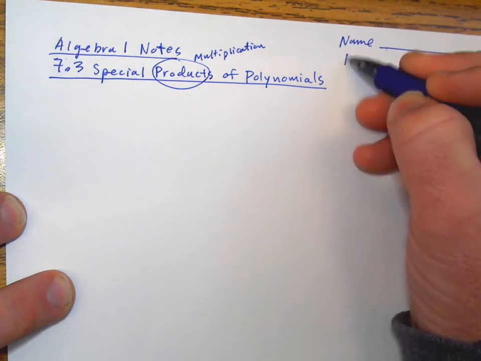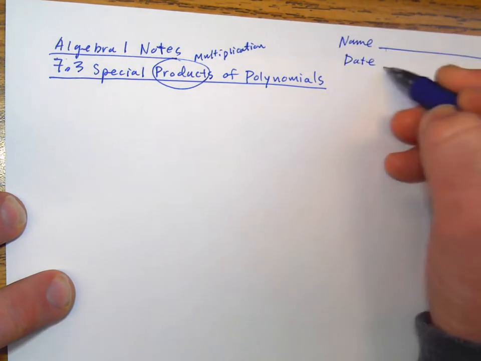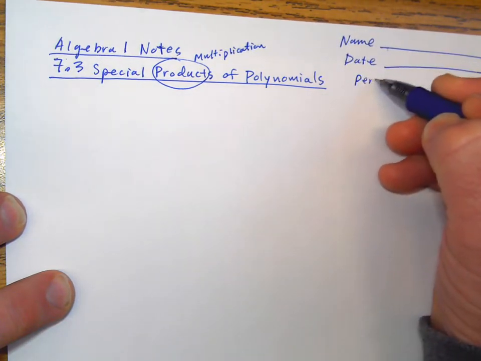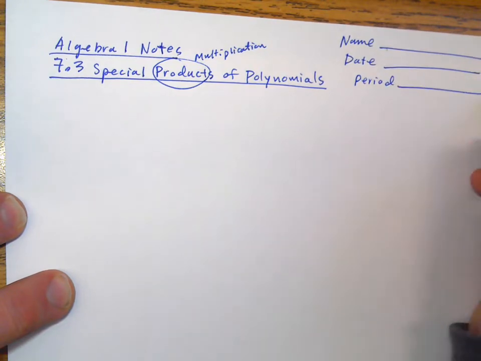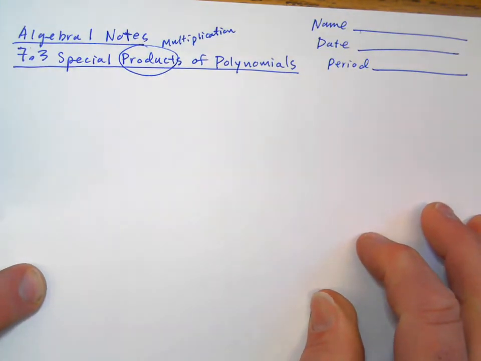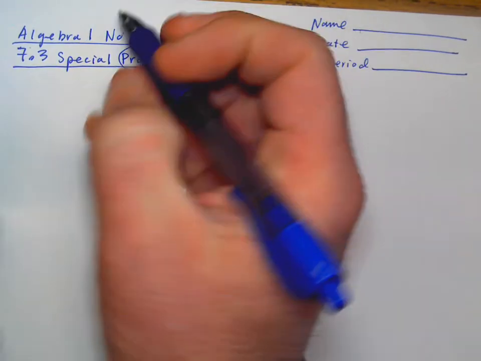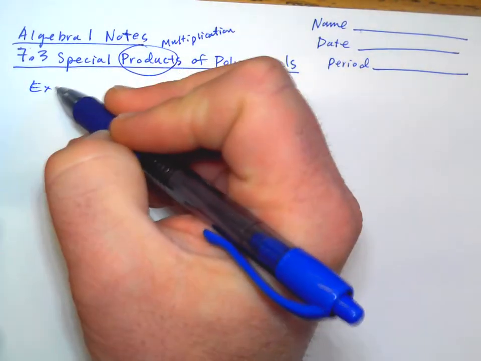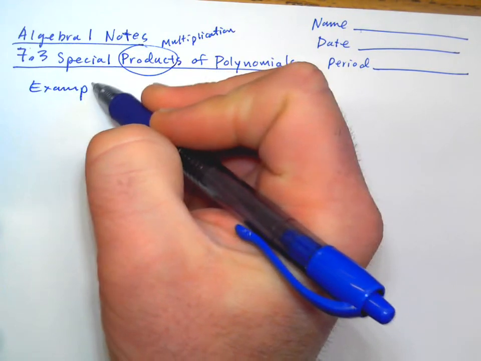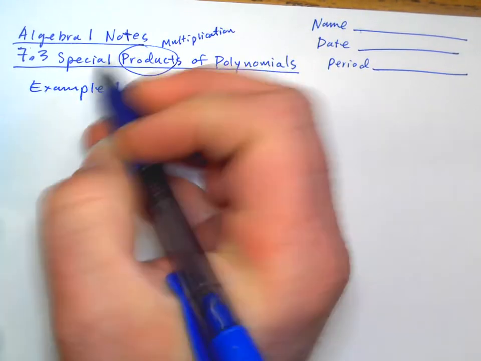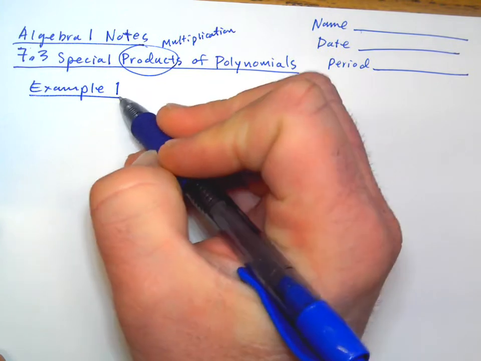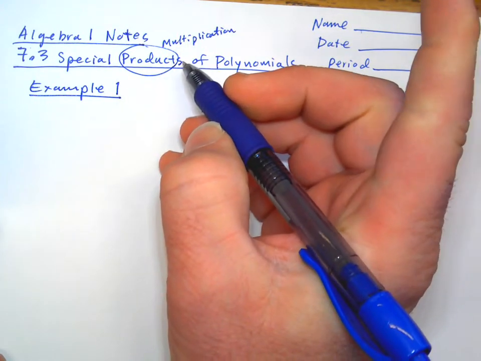Name, date, period. Let's label your notes, put the title on it, put your name. Okay, so we could do these problems the old way. In fact, I'm going to start it that way. So let's do example 1. You could actually do all these problems without anything new, but these new things are going to make it quicker.